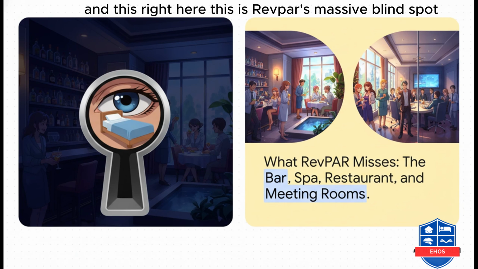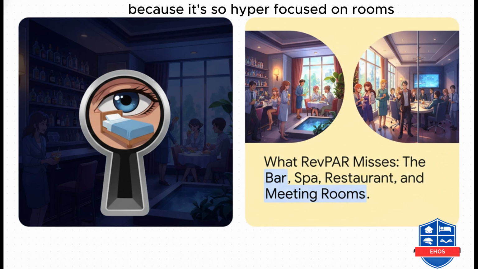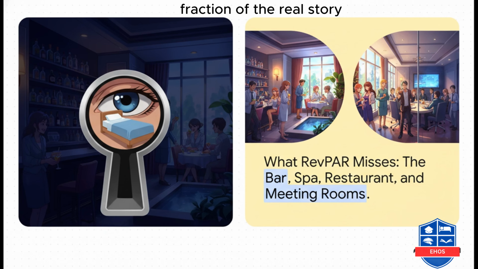And this right here, this is RevPAR's massive blind spot. Because it's so hyper-focused on rooms, it completely misses everything else. I mean, think about it. The money a guest spends at the bar, in the spa, at the restaurant, in the meeting rooms, all of that is just invisible to RevPAR. You're literally only seeing a tiny fraction of the real story.